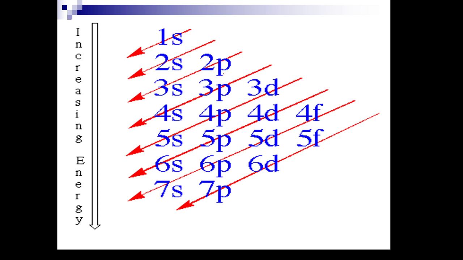The key is you have to know how many electrons each one of these holds. Anything in the s can hold 2, anything in the p can hold 6, anything in the d can hold a max of 10, and anything in the f can hold 14. So how does this all work out? Well, it works out like the following.